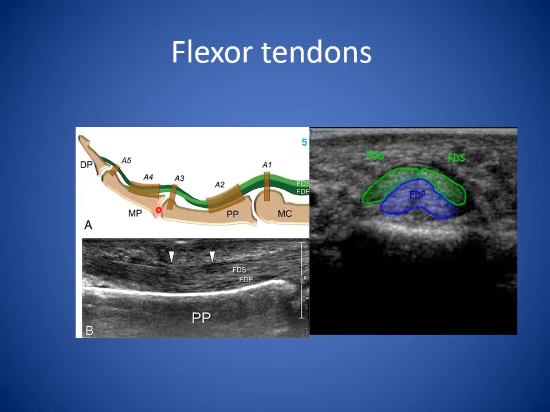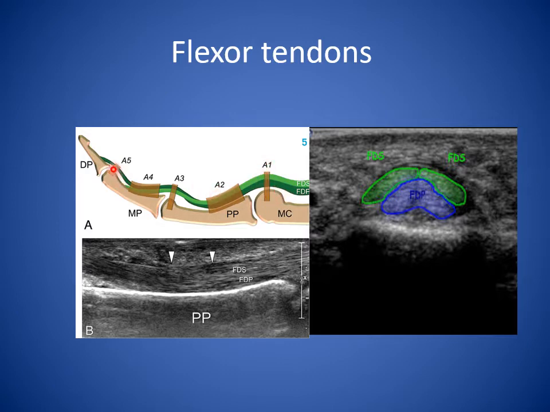Regarding the flexor tendons, there is the flexor digitorum superficialis tendon and the flexor digitorum profundus tendon. The flexor digitorum profundus inserts into the base of the distal phalanx, while the flexor digitorum superficialis splits into two bands, inserting into the base of the middle phalanx. Both tendons are attached to the bone by the pulleys.